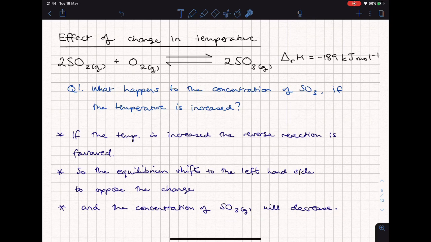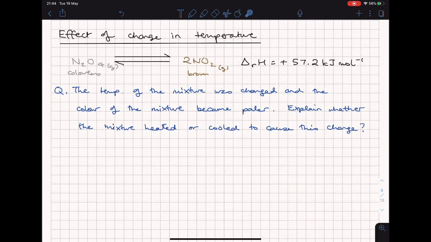Let's look at temperature again, but for a different reaction, and it's one we've already seen before. Here we've got dinitrogen tetroxide, N2O4, which is colourless, and we've got nitrogen dioxide here, which is brown. And the enthalpy change, which is always written for the forward reaction if it's written next to it, is endothermic for the forward reaction. So therefore the reverse reaction is going to be minus 57.2. So the reverse reaction is exothermic this time.